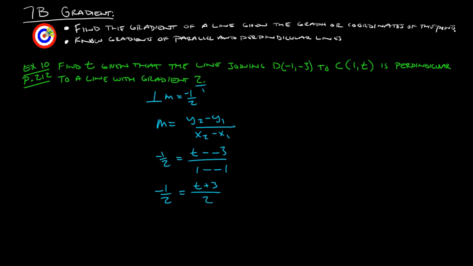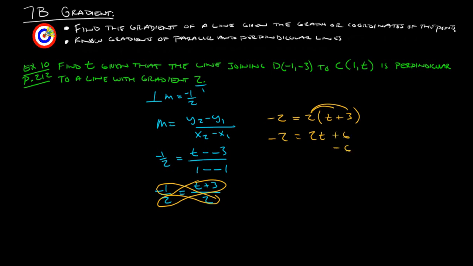So again, I'm going to cross multiply and then solve. So we got negative 1 times 2 is negative 2, should equal 2 times t plus 3. Alright, so negative 2 equals, I'm going to distribute this through, and we get 2t plus 6. So then I'm going to subtract 6 from both sides. Negative 8 equals 2t. Divide both sides by 2 and we get t equals negative 4. So that's what that would be.